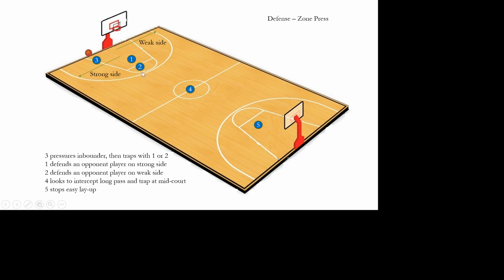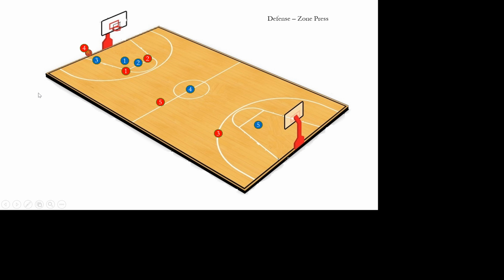1 and 2 are going to stack up here, and 1's going to pick up anyone that goes to the strong side, which is the side of the goal that the ball is being taken out on. And 2 is going to pick up any offensive player from the other team that goes to the weak side of the court, the opposite side of the goal from where the ball is being taken out. So let's show some players here and show an example.